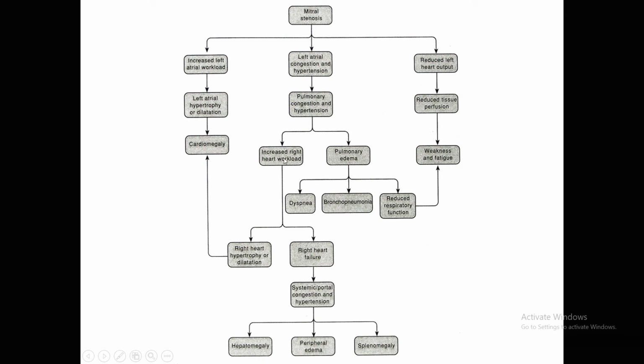Increased right heart workload, also because of the increased pressure in the pulmonary circulation, with right heart failure that may follow the left heart failure. This will cause peripheral edema with hepato and splenomegaly. This is the picture of full-blown complicated mitral stenosis causing heart failure.